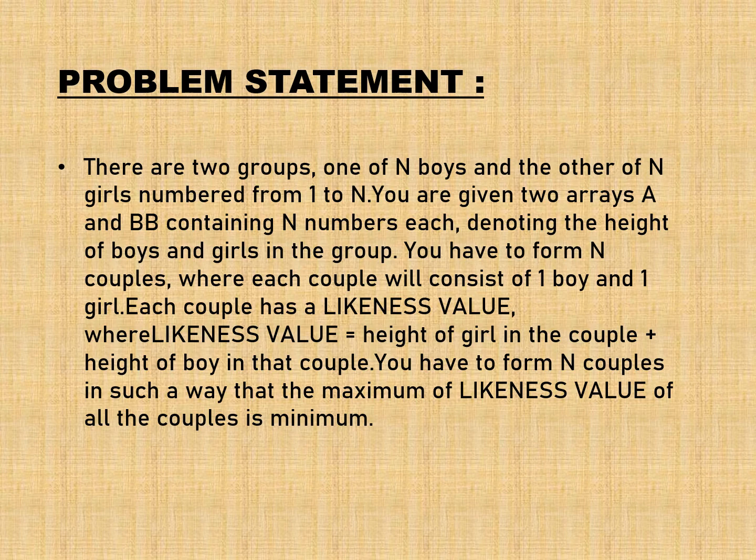There are two groups, one of n boys and the other of n girls, numbered from 1 to n. You are given two arrays A and B containing n numbers each, denoting the heights of the boys and girls in the group. We have to form n couples where each couple consists of one boy and one girl. Each couple has a likeliness value, which equals the height of the girl in the couple plus the height of the boy in that couple. You have to form n couples in such a way that the maximum likeliness value over all couples is minimum.